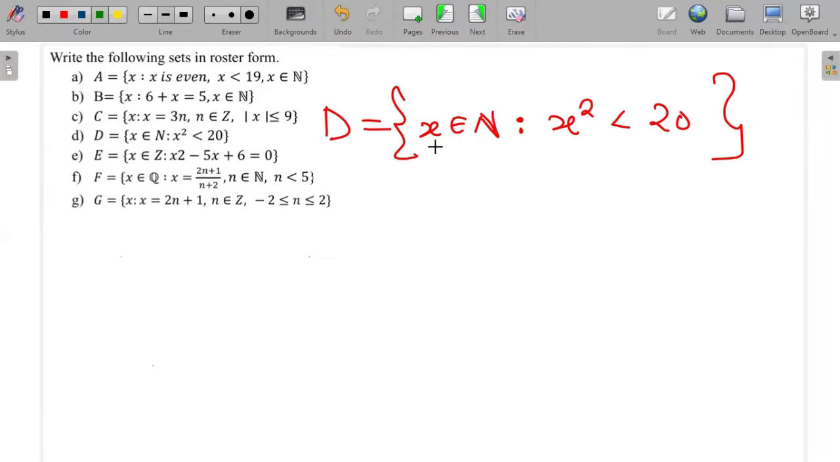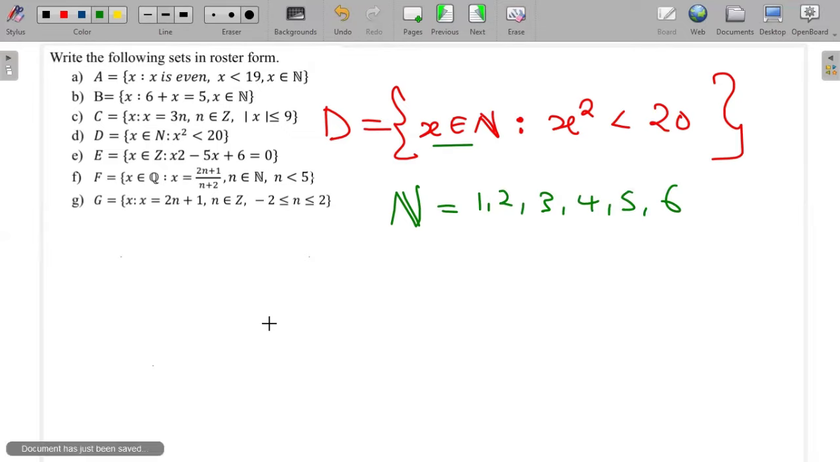So here they're just telling us that x is a natural number. Okay, and then when I get this value of x, which is a natural number, and I square it, I should get a value which is less than 20. Okay, so if you want, you can just list maybe the first 5 or 6 natural numbers. That's going to be 1, 2, 3, 4, 5, and then 6. Okay, so these are the first 6 natural numbers.